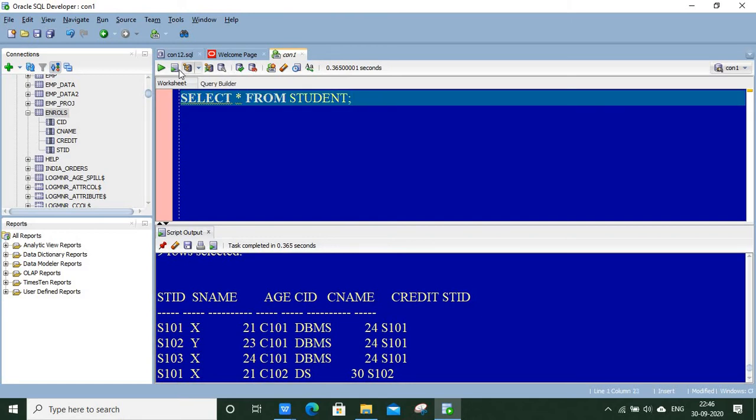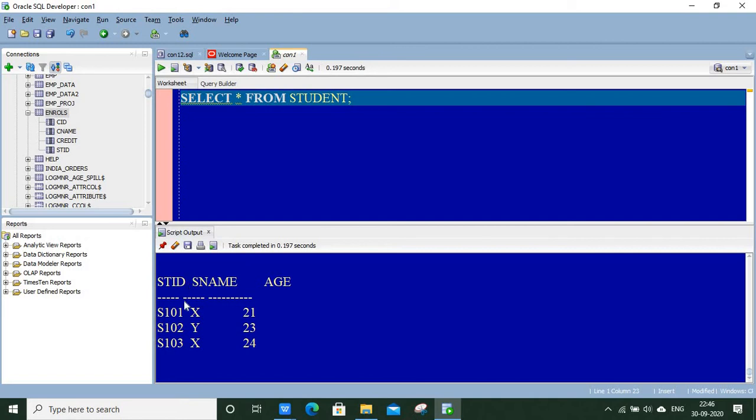This is our student table, and these are the rows present there with attributes student ID, student name and age. Then we have the second table, that is enrolls, and these are the rows present there with attributes course ID, course name, credits and the student ID, and of course the student ID is here a foreign key. If you don't know the concept of the foreign key, then you must watch my video on referential integrity. So here the student ID is the foreign key that is referencing the student table.